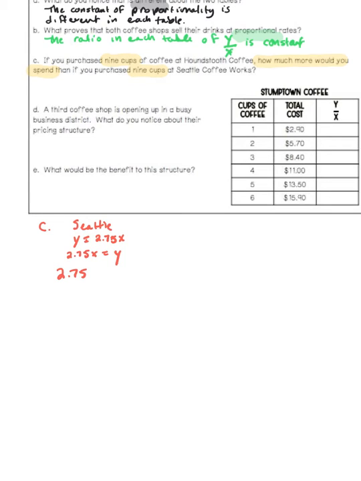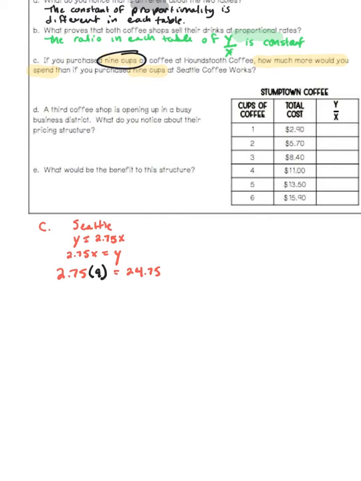So I'm going to take $2.75, and they mentioned 9 cups of coffee. So I know the number of cups of coffee they're looking for is 9. So we're going to pause and calculate $2.75 times 9. And hopefully you came up with $24.75 for 9 cups of coffee.